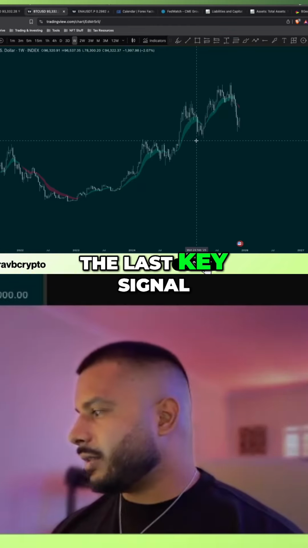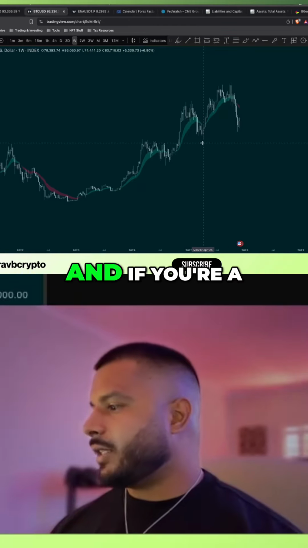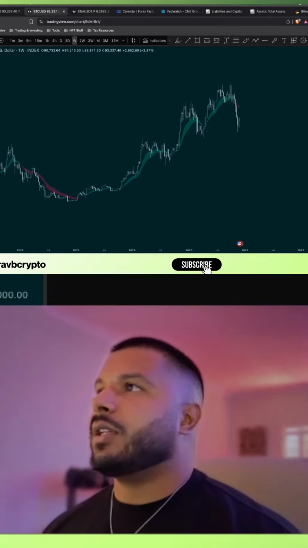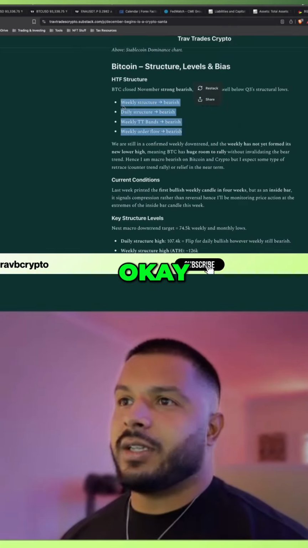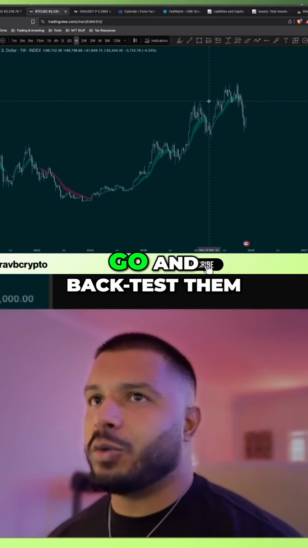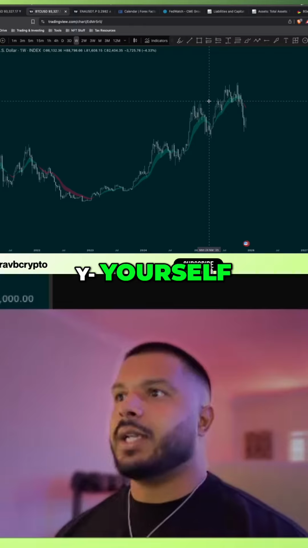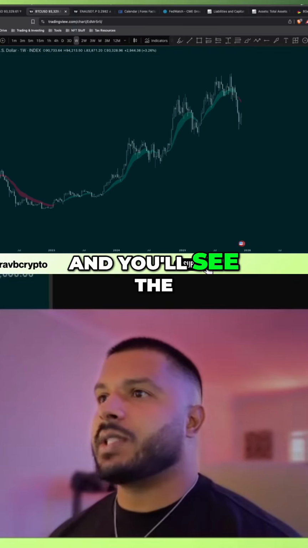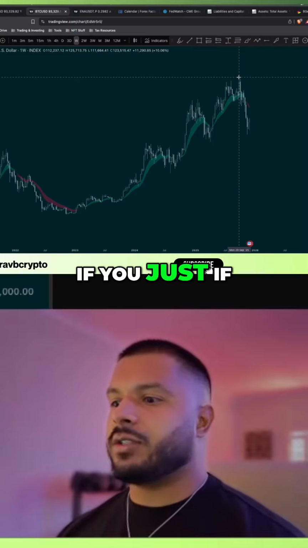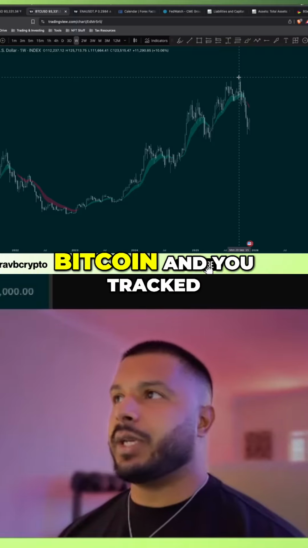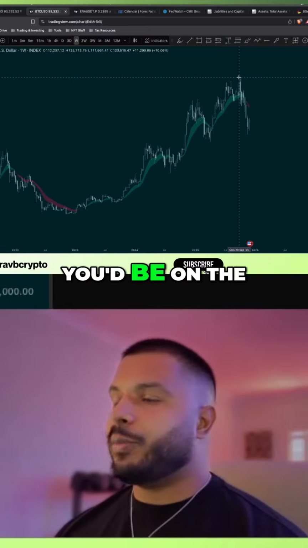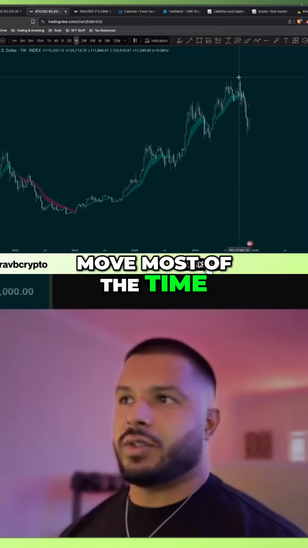The last key signal I'll point out to you, and if you're a crypto investor or trader, note these signals, okay? Note these signals and track them for the macro cycle. Go and back test them yourself, as I have, and you'll see the importance of these 4 signals. If you wanted to be a passive investor in Bitcoin and you tracked just those 4 signals and mastered them, you'd be on the right side of the move most of the time, okay?